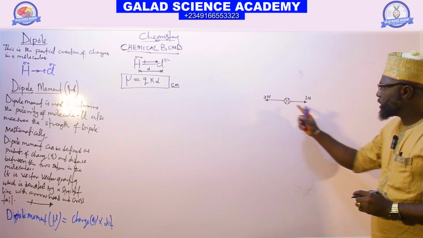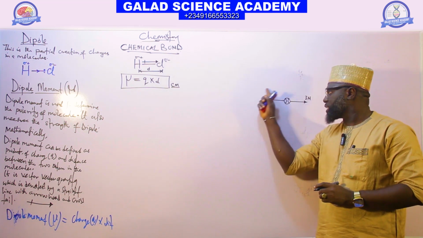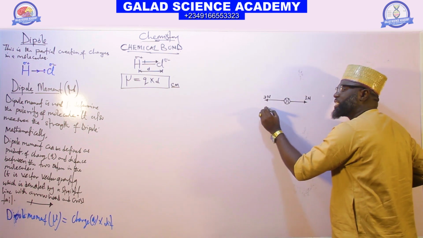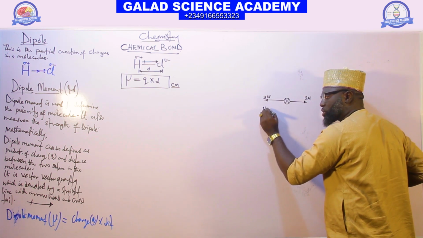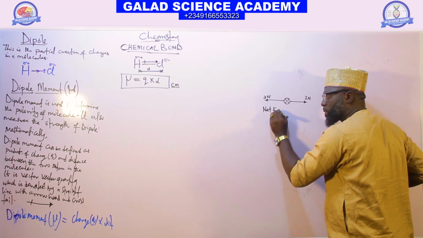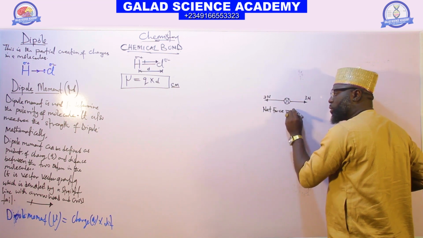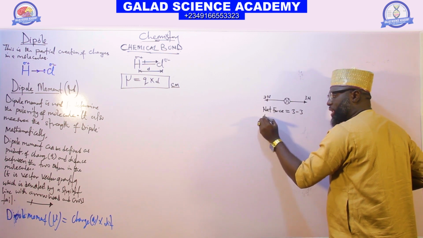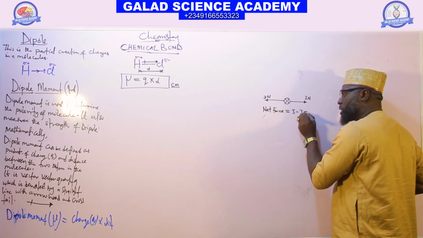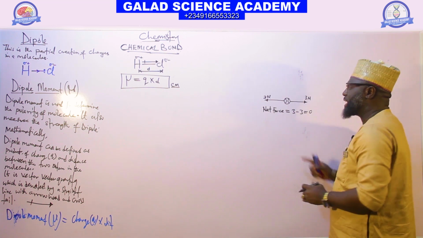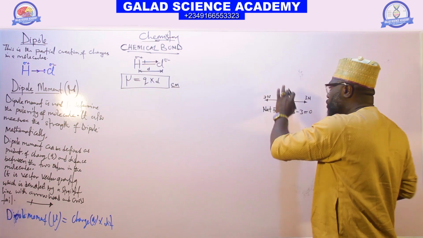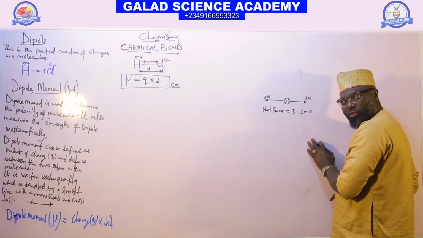You can see that the force here is 3 Newton, and the force here is 3 Newton. What will be the resultant force, or the net force? The net force here will be 3 minus 3. That tells us our net force is 0. That is, the ball is going to go in none of the two directions.